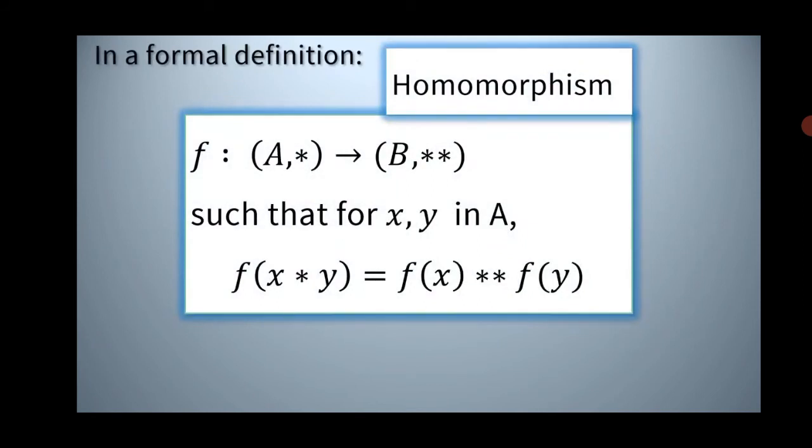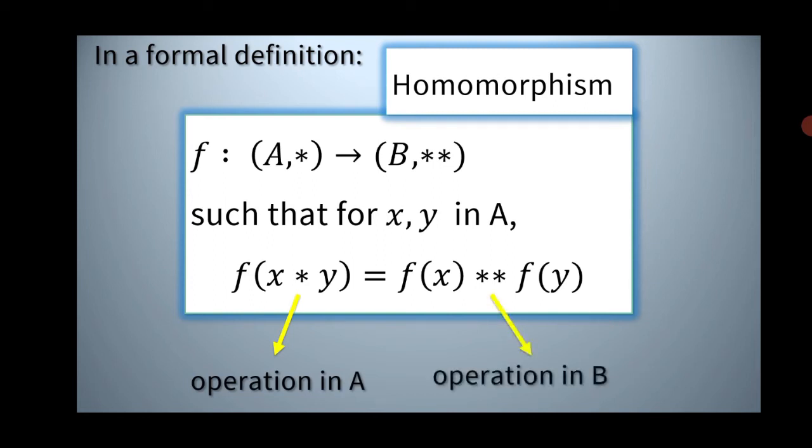For a formal definition, a function f from a group A with binary operation single asterisk to a group B with binary operation double asterisk is said to be a homomorphism if, for any two elements x and y of the first group, f of x single asterisk y is equal to f of x double asterisk f of y.